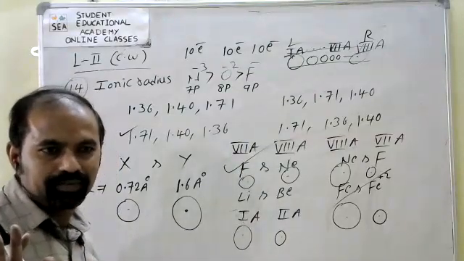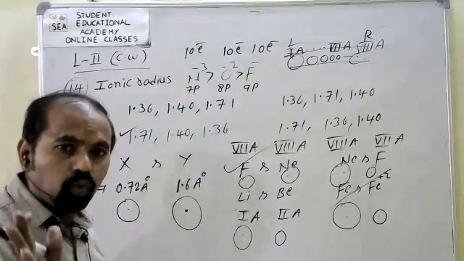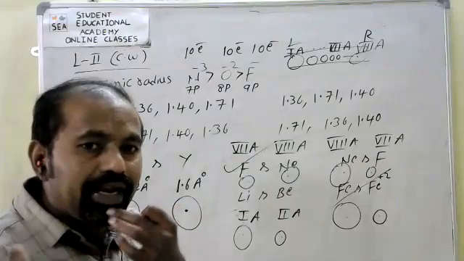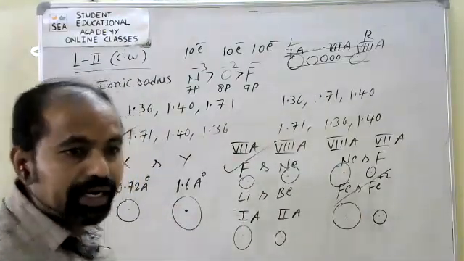Understood that? Yes, sir. In a period, 1A to 70A atomic radius decreases, but 70A to 80A increases. That point.